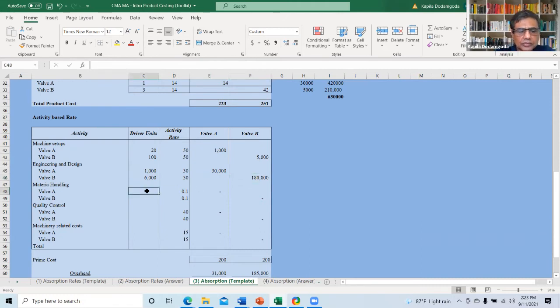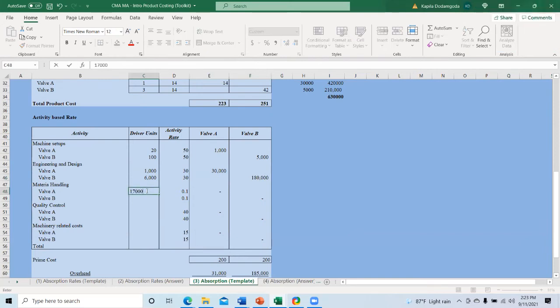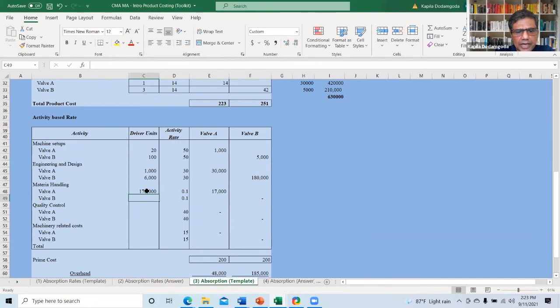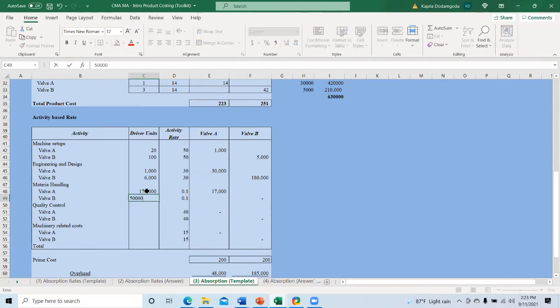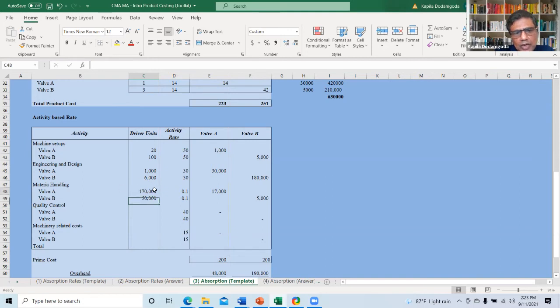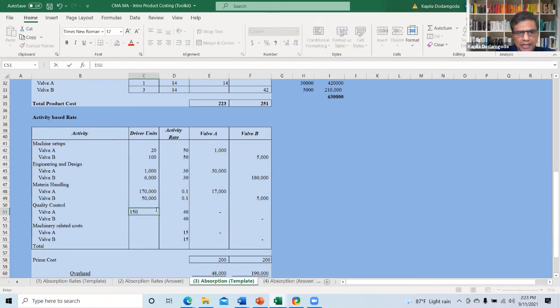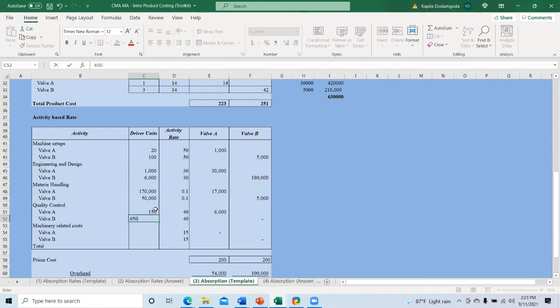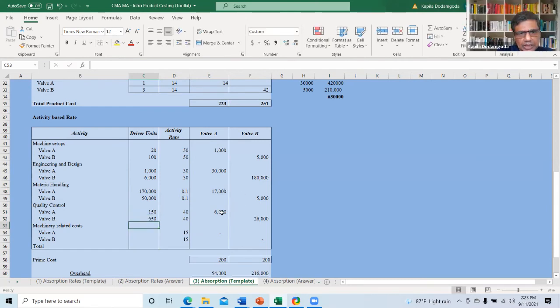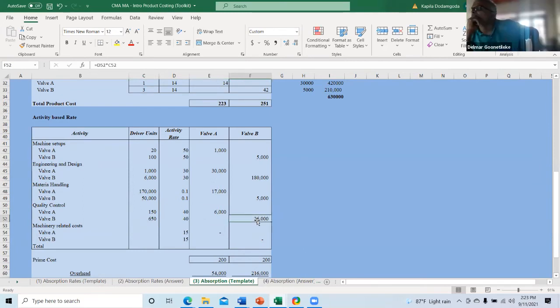Material handling, valve A, 170,000 pounds, whereas here it is 50,000. So now this is more like a volume related one. We call this volume related because the material quantity, the weight, is volume related. Machine setting up has nothing to do with the volume, right? And engineering design, nothing to do with the volume. It is more to do with the complexity and the customer demand. Quality control also, how many inspections? 150 for valve A and 650 for valve B. So only 6,000 goes to valve A, 26,000 goes to valve B.